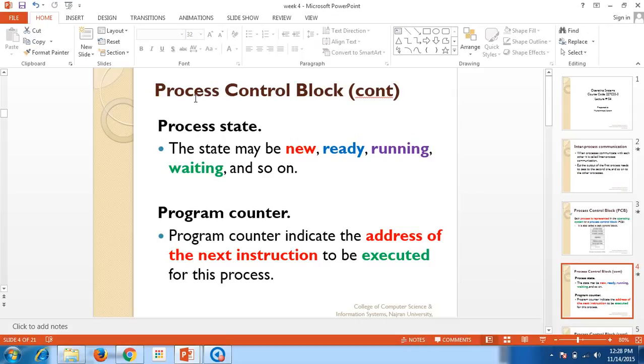So states, we have 5 states. The process will be in one of these states, maybe in new state, in ready, in running, in waiting, and so on. Then we have the program counter. The program counter indicates the address of the next instruction to be executed. So the program counter will tell the CPU which instruction you have to execute, and after finishing this instruction, which you have to execute next, and so on.